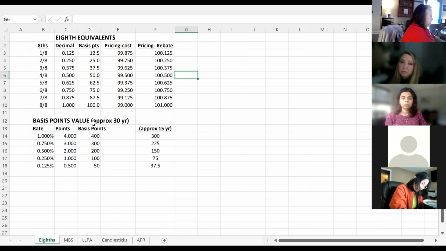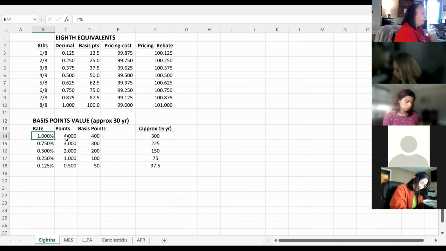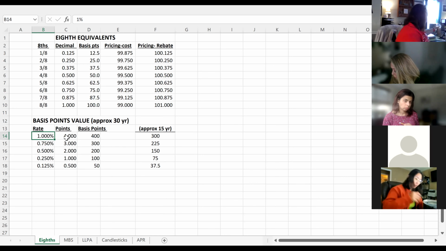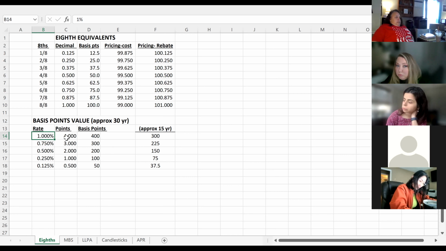So these are the value of a basis point. 1 basis point on $100,000 is $10. So obviously 1 basis point is not that much money. But let's look on a larger scale. So 1%, this is an approximate. The numbers I just gave you on the chart above are exact, precise, accurate all the time. These numbers I'm going to give you have to do with the way bonds are trading, so this is more of a rule of thumb.